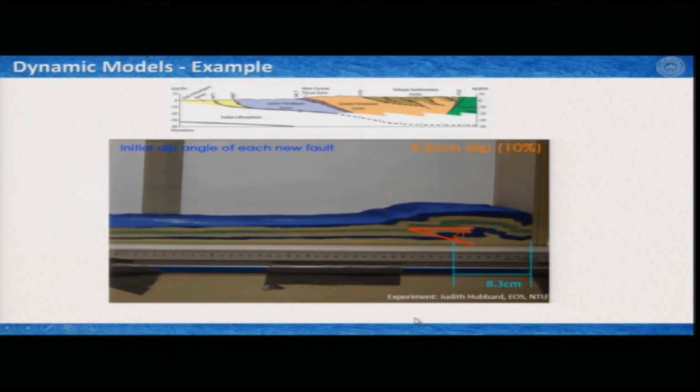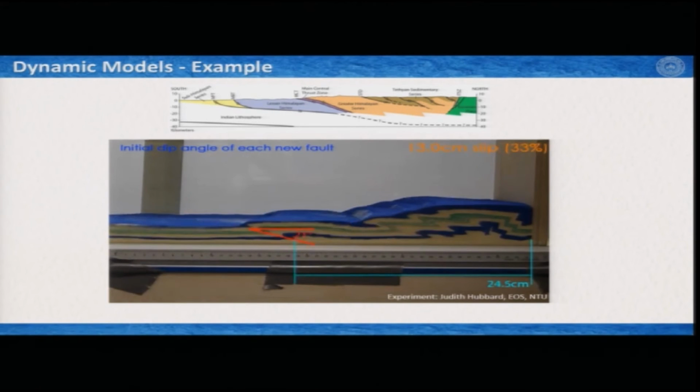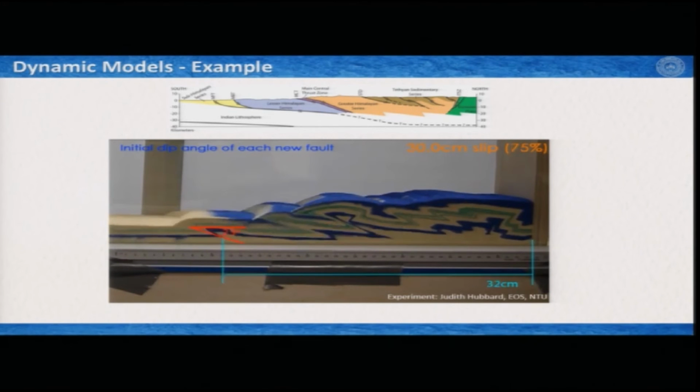So, this is a quick view of this entire experiment. You can see a series of thrusts being formed. They formed at different angles initially, and while they rotated, they achieved a different angle. It also achieved some sort of elevation, and these are the very basic or key ideas of mountain building processes, and one can observe all these processes using a dynamic model.